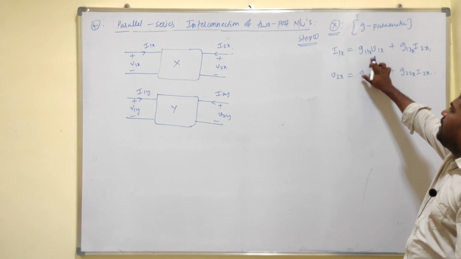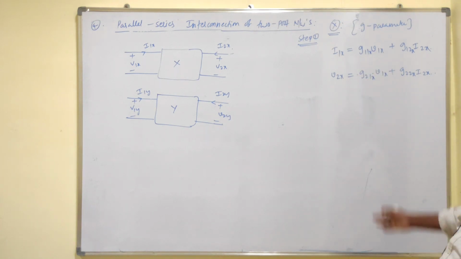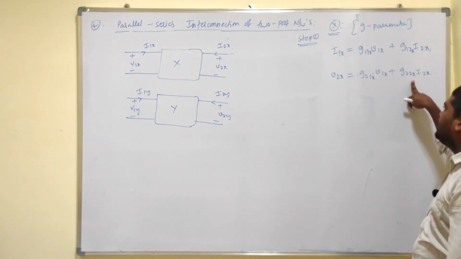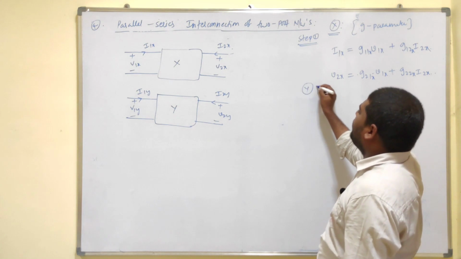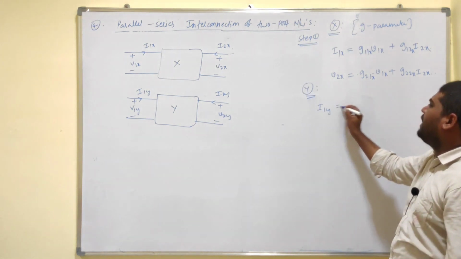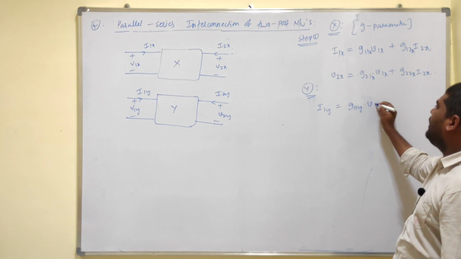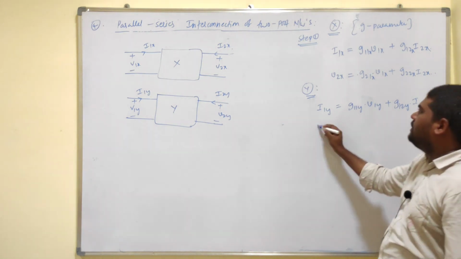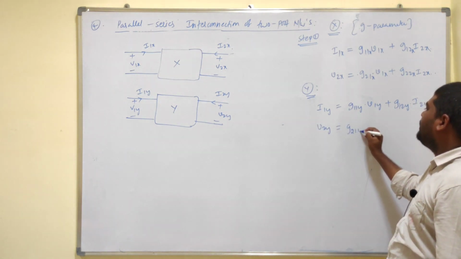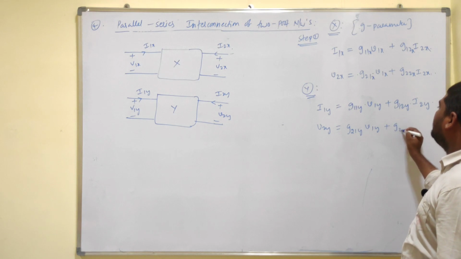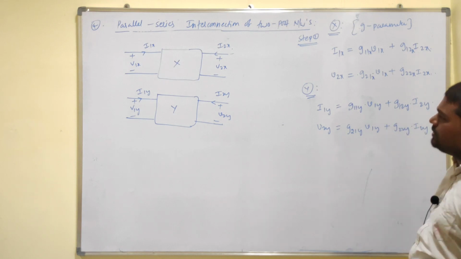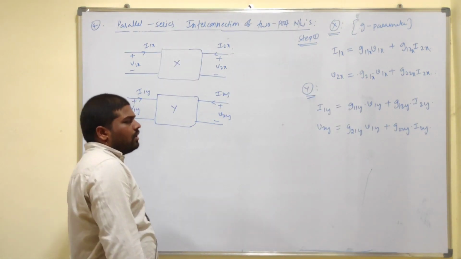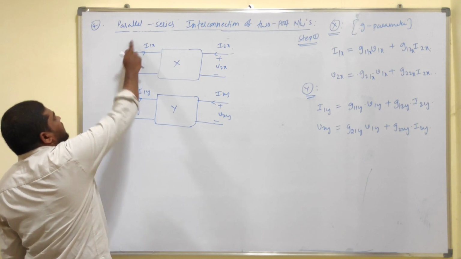So I1x equals g11x into v1x plus g12x into I2x, and in the same way v2x equals g21x into v1x plus g22x into I2x. In the same way for y network also. So here I1y equals g11y into v1y plus g12y into I2y, and next v2y equals g21y and v1y plus g22y and I2y. So these are the g parameters for x two port network as well as y two port network.